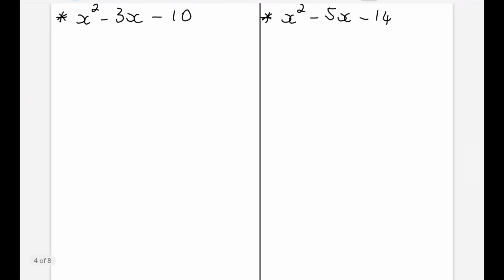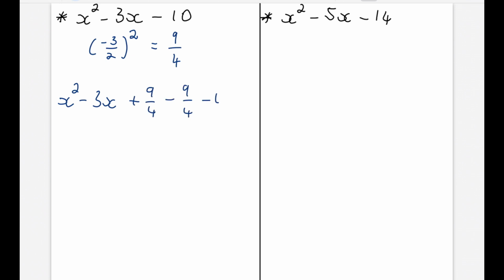So here are the examples. You have x squared minus 3x minus 10 here. Now, half of negative 3 is just minus 3 over 2. And when you square minus 3 over 2, you get 9 over 4. This is where a lot of learners find this to be tricky. Well, this is just a special number again. I'm going to take it and I'll add it and subtract it right after minus 3x. So plus 9 over 4, minus 9 over 4, and minus 10.